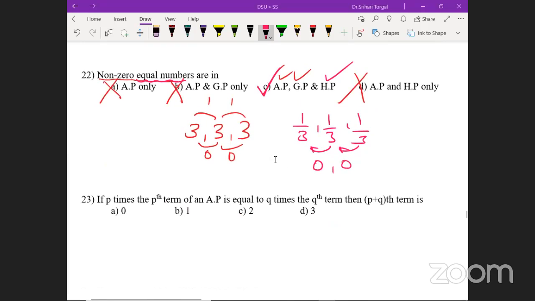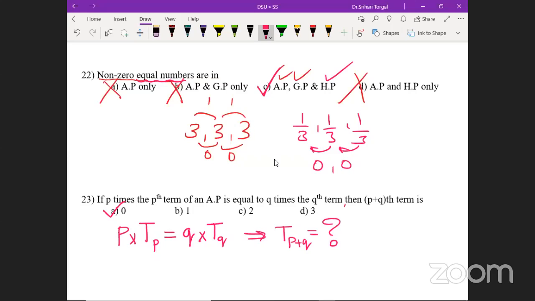Next. If p times the pth term is equal to q times the qth term, then the p plus qth term is... Yes, exactly. Many of them are right. Very good. Option A is the right answer. Yes, it is 0. I think all of you are Indians, so you are answering correctly. The only number you will like is 0. Right, 0 is the answer. Option A is the answer, correct.